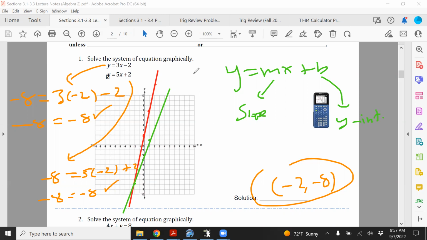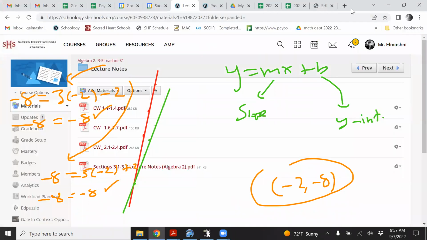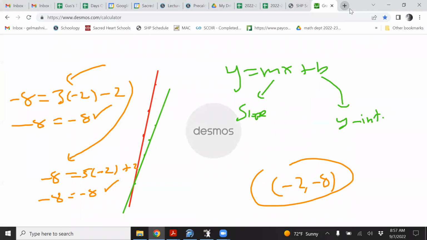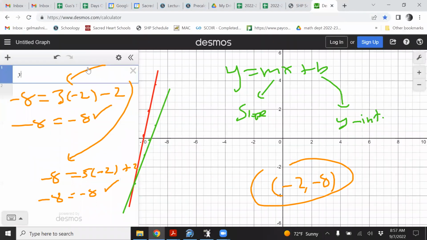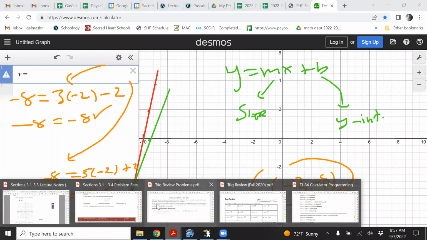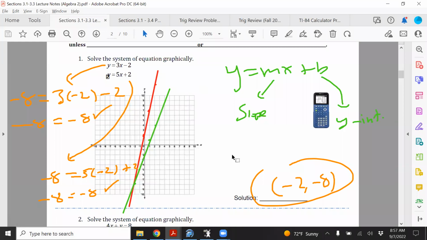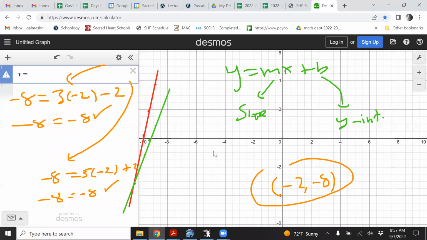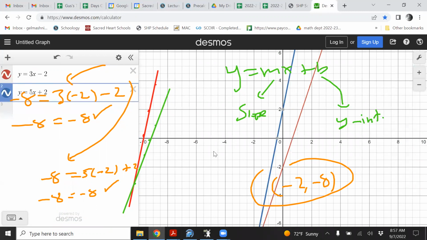Now, you could put this in Desmos, real easy. If you go to Desmos really fast, if I go y equals, I already forgot. What were the equations again? For number 1, y equals 3x minus 2, and thank you, y equals 5x plus 2. All right, let me clear my screen.